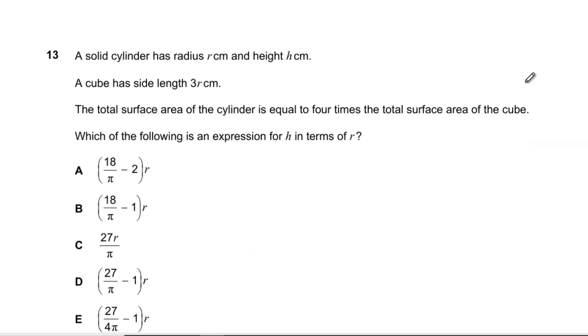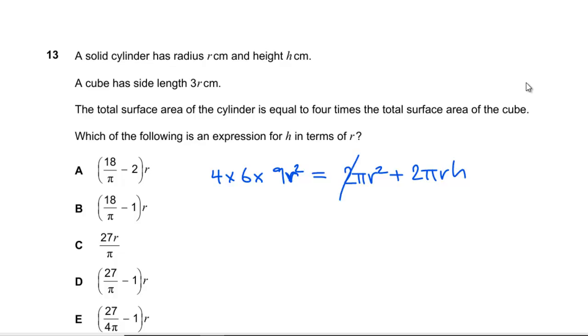13. Solid cylinder, radius r, height h, cube, side length that. Total surface area of the cylinder is 4 times the surface area of the cube. Okay, so we've got 4 lots of 6 lots of 9r squared. So that's 4 lots of the area of the cube is the same as the solid cylinder, and then we have to get h as the subject. So the cylinder is going to be 2 lots of pi r squared plus 2 pi r h all in all, and we need to make h the subject of all of this.